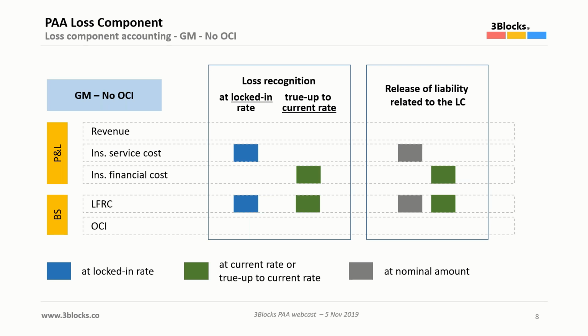First, we will discuss how to account for the general model loss component where the OCI option is not applied. So here, loss recognition at the locked-in rate goes to insurance service cost. If applicable, the true-up effect is recognised as a financial cost. The release of liability related to the loss component goes to insurance service cost, but the financial element of this release is recognised as financial cost.